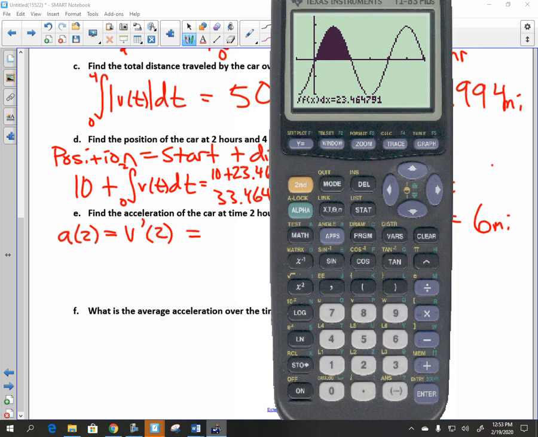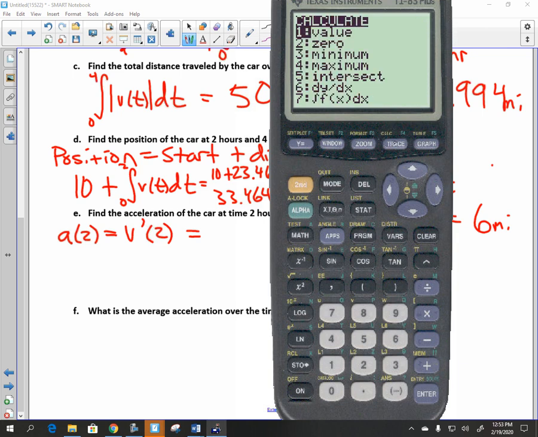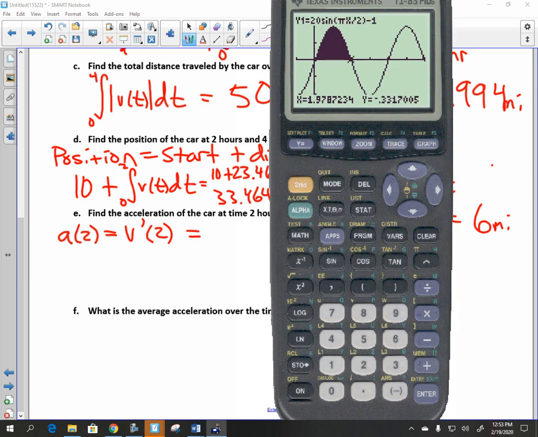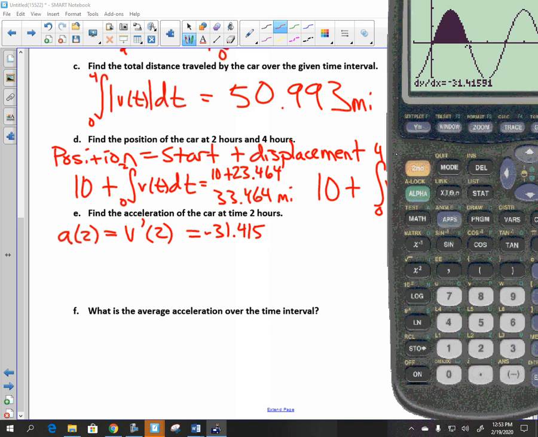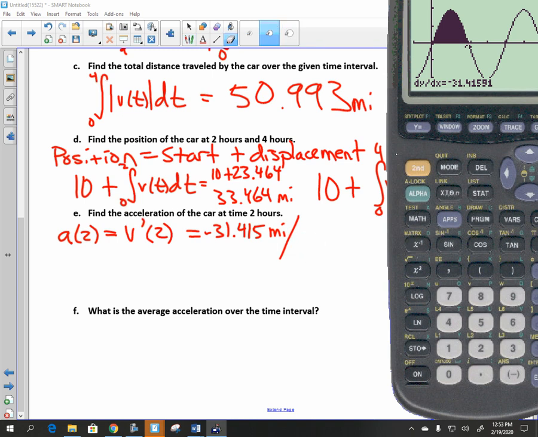How do I find derivative on my calculator? Second, calculate. 6 is derivative. At what time am I finding the derivative? At 2. Negative 31.415. What is my label? Acceleration is miles per hour squared.